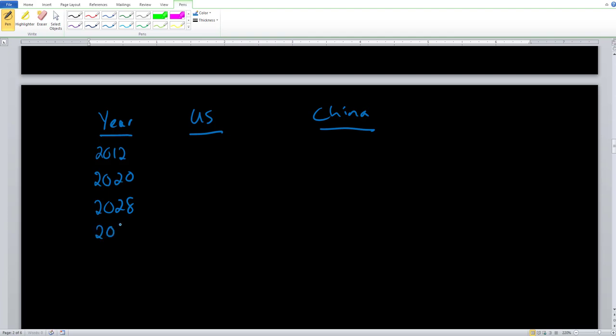There's no really set number of years that you keep on adding. You just want to keep on adding years until you answer all the questions properly. So 2036, 2044, 2052, and then we'll stop at 2060. 2060 seems like a good year.